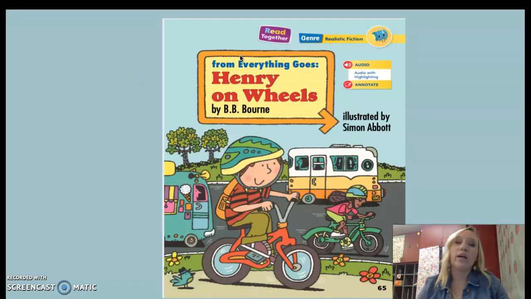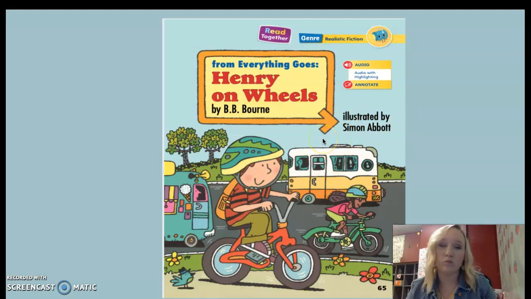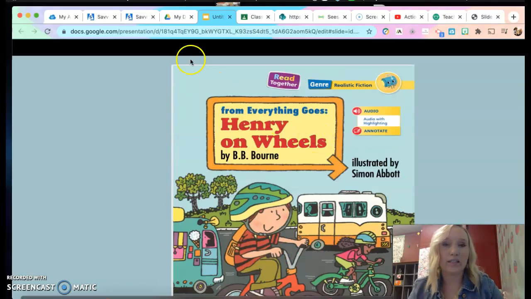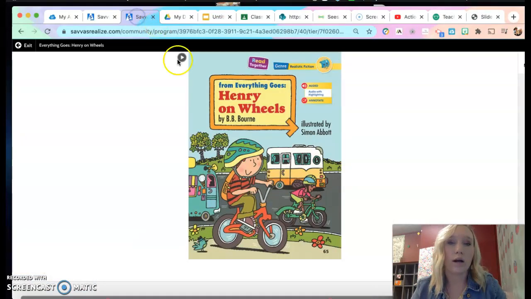So our story is, the title is Everything Goes: Henry on Wheels. The author is B.B. Bourne. The illustrator, the person who does the pictures, is Simone Abbott. So we are going to read the story. I want you to listen carefully for the setting. We're going to look at the pictures and we're going to try to describe.